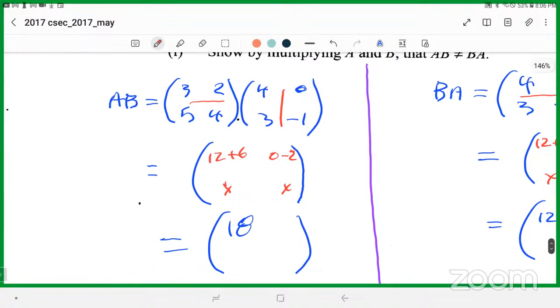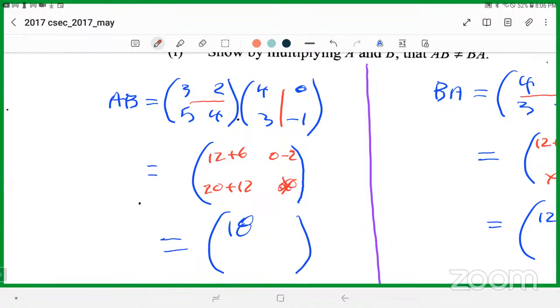Then this value down here is in the second row, first column. So to get it, we're using this second row with this first column. First element times first element, second element times second element. 5 times 4 and 4 times 3. 5 times 4 is 20. 4 times 3 is 12.